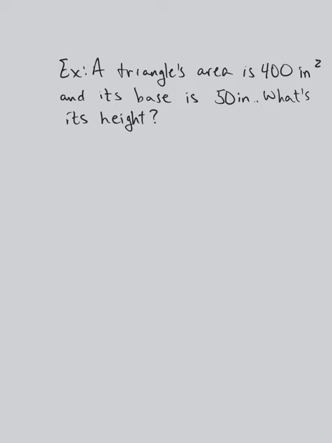All right, so let's talk a little bit about different shapes. Okay, so let's say a triangle's area is 400. And remember, this means square inches. You can say inches squared. Just make sure you realize that's an area. So a triangle's area is 400 square inches, and its base is 50 inches. And then we want to know what its height is.